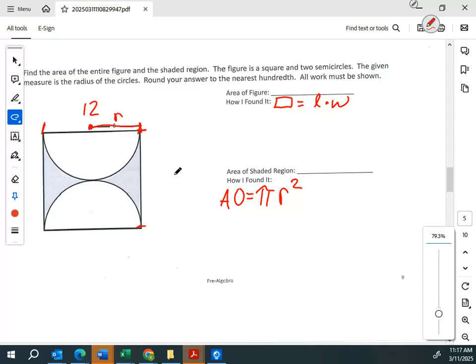So, oh, look at that. We know our radius number. We can figure out the white. That equals our white shape. So if we know the full shape, we can take away the white shape and we are left with our shaded shape.